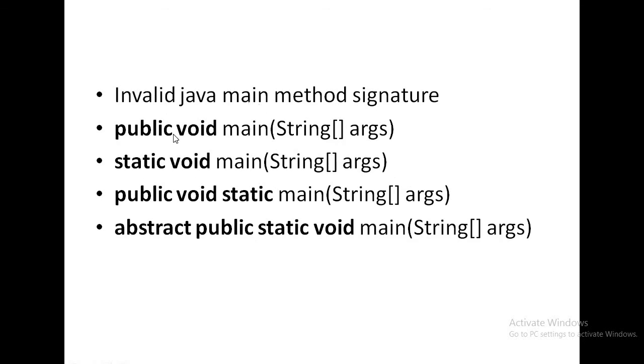What are the invalid Java main methods? If you omit static, if you erase static, then there is an error message. Public void main String args: static is missing, so an error will occur. Here public is missing, so an error will occur. And this is not correct. You cannot change it like this because the return type of main is always void. You cannot write void static. The main method cannot be declared as abstract. We will discuss why the main method cannot be declared as abstract. But till now you must remember these are the invalid Java main methods.